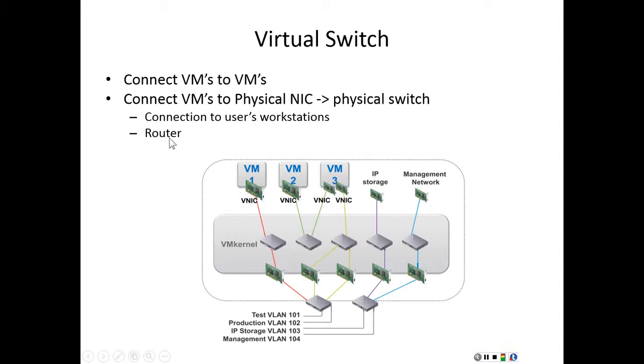And you can see in this diagram, virtual machine 2 is connected to virtual machine 3 by way of a virtual switch. Virtual machine 1 connects to the virtual switch, which connects to the physical network interface card, which connects to the physical switch, which connects to the user's workstations and the router.